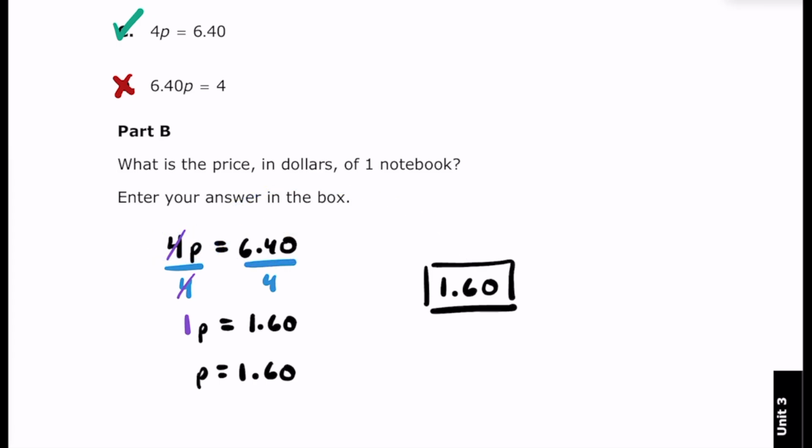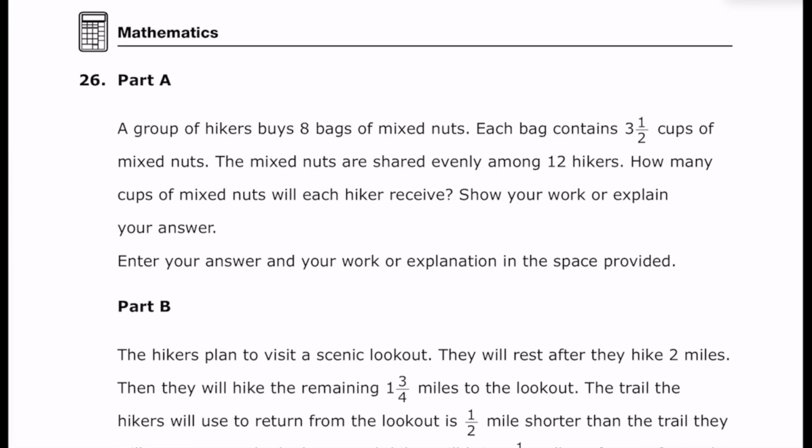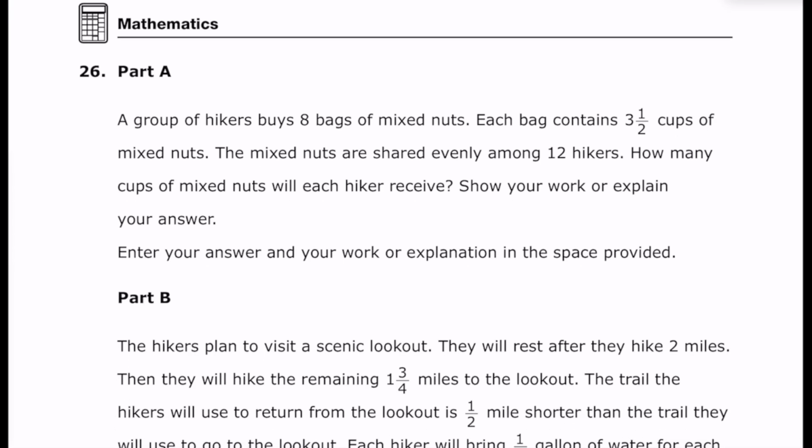Okay, let's go ahead and try 26 here. All right, in 26 for part A, it says a group of hikers buys 8 bags of mixed nuts. Each bag is going to have 3.5 cups of these mixed nuts. These are going to be shared evenly amongst 12 hikers. How many cups of these mixed nuts will each of the hikers receive? Show your work or explain your answer. Enter your answer and your work or explanation in the space provided.